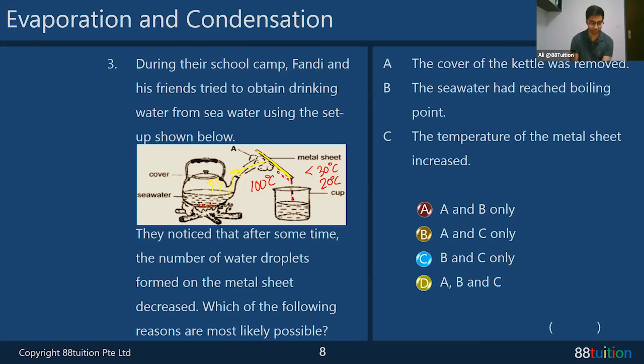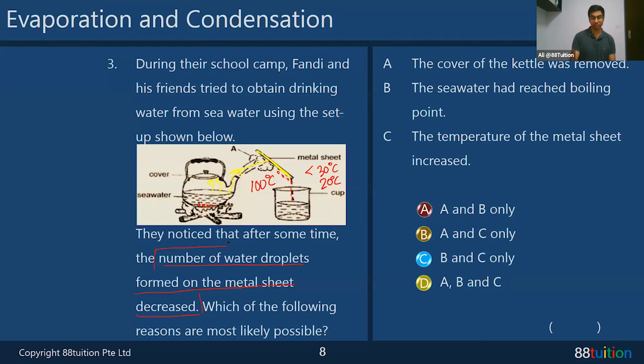Now, what can we say for this experiment? Which of the following reasons are most likely possible? After some time, the number of droplets formed on the metal sheet decreases. Then Fundi's friends were like, oh, no more water left. Hey, Fundi, earlier you had so much water coming. Now there's less and less water. Why do you think there's less and less water condensing?